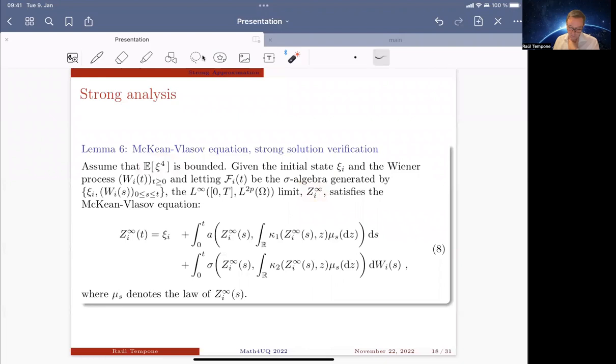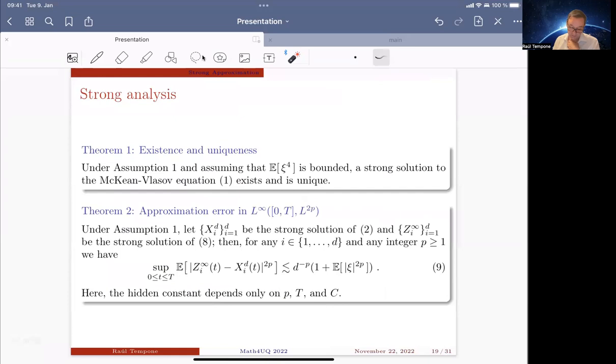And that is something that comes very, very simply based on these projections, these conditional expectations, because they are independent and you can play several games. Like I said, you get existence and uniqueness, and we get this L infinity LP approximation of Zi and XDi. All right, so what else do I want to say here?